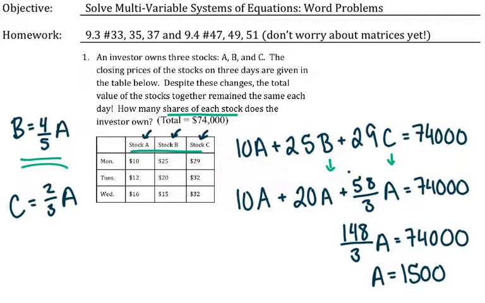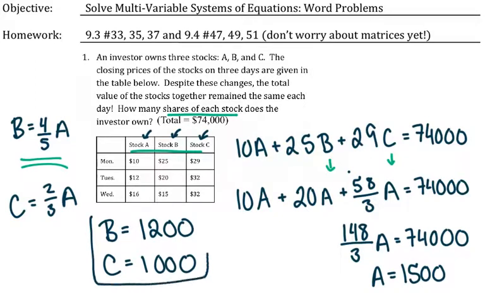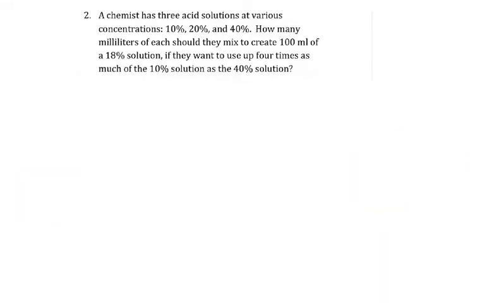So now that I know that a is 1,500, I can just plug that in here. And I know that in stock B, I have 1,200 shares. And in stock C, there are 1,000. So we've got a slightly different way of solving this system, and hopefully that will help. I also want to do one with percentages, because that was something that some people asked about last week. So here we have one with percentages.